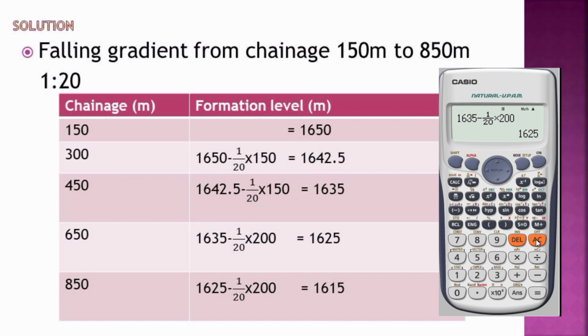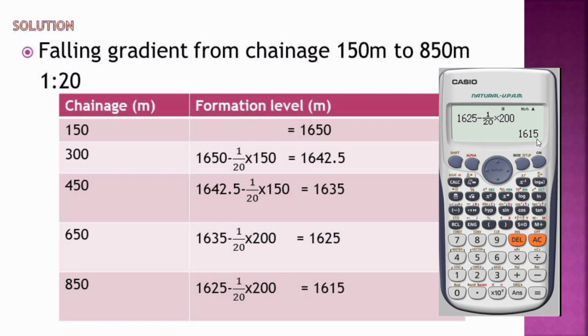1625. On the last chainage, 850 meters, the difference between that and the previous was 200 meters. So I use my previous formational level, 1625 minus 1 over 20 multiplied by the distance of 200, getting my final answer as 1615.